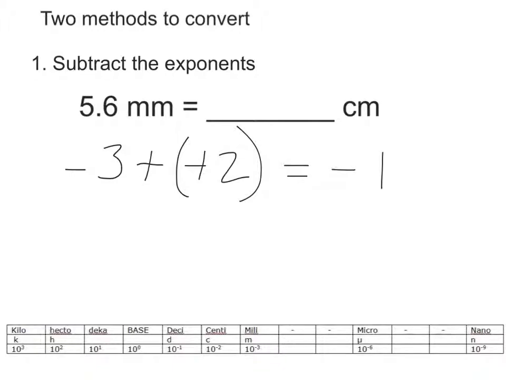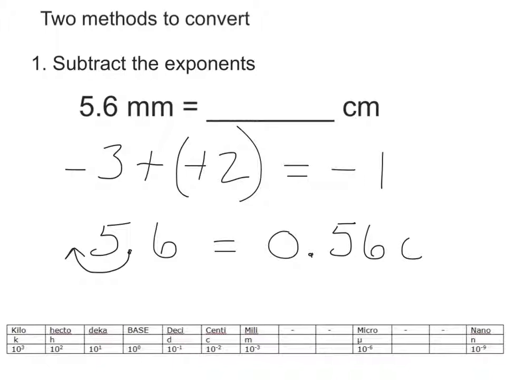Now we move our decimal place one position to the left. We take our 5.6 and move that decimal one place to the left. If we clean that up, we have 0.56 centimeters.